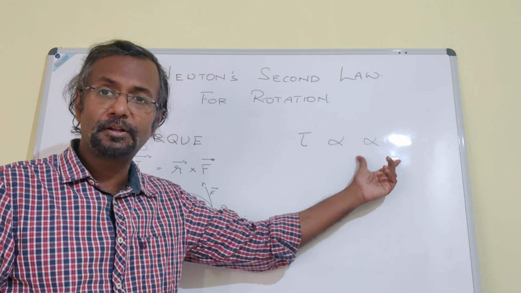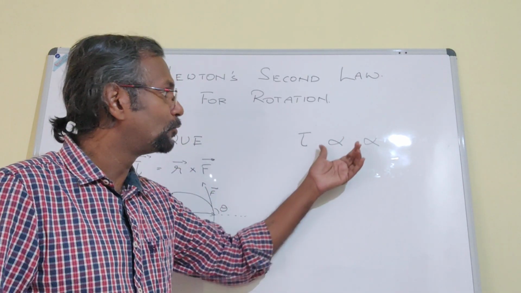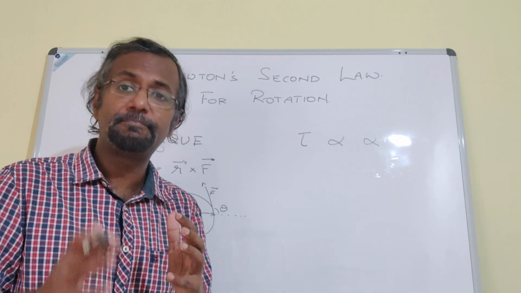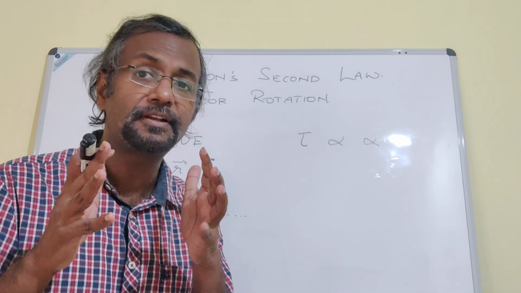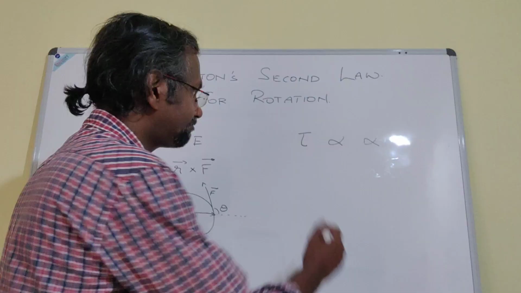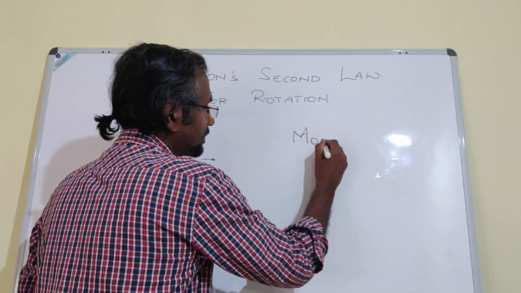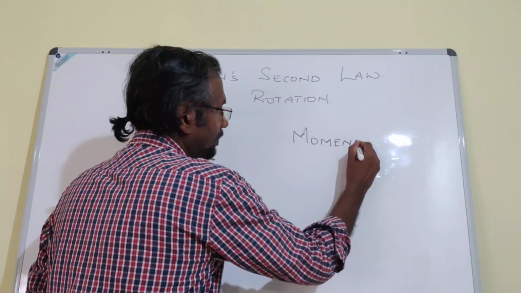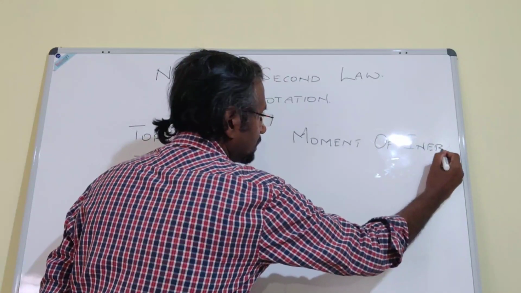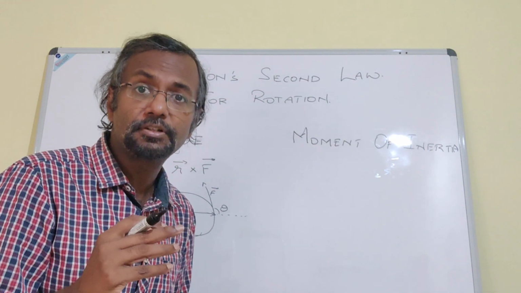Tau is proportional to the angular acceleration. So therefore, tau is equal to that quantity into alpha. So we find the counterpart of mass, the measure of rotational inertia, is called moment of inertia. Right? And this is such an important quantity for rotational motion.